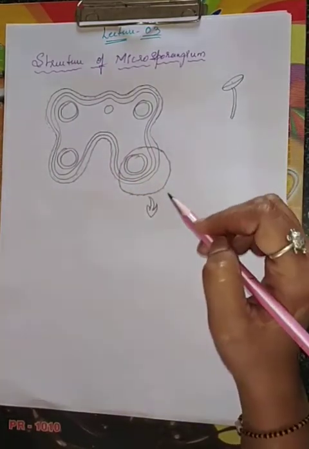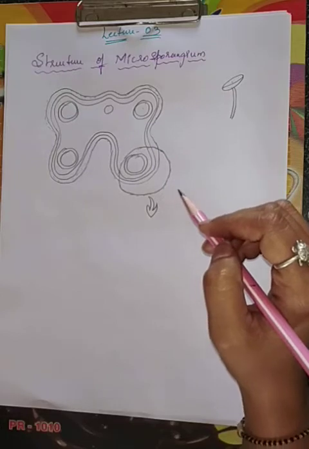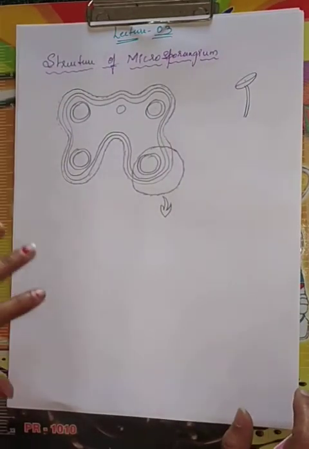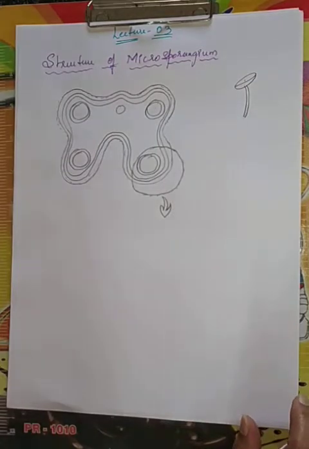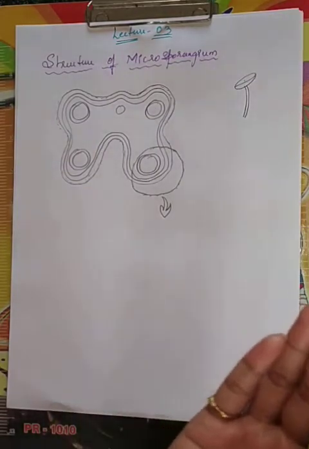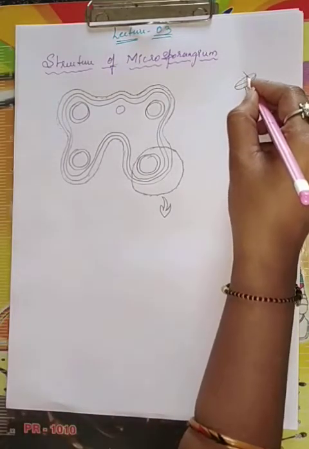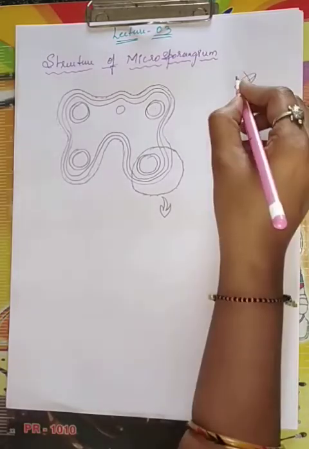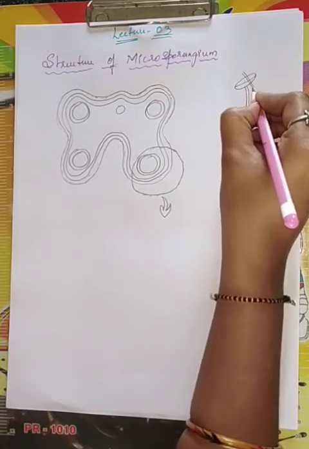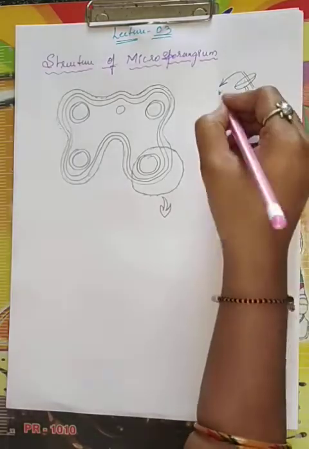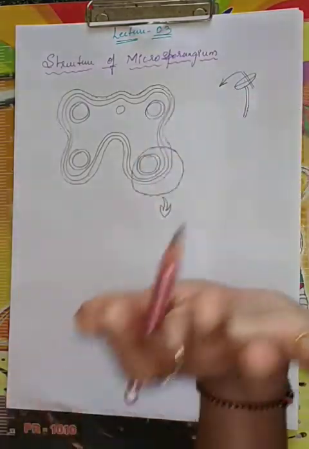Now in today's session we are going to learn about the structure of microsporangium. Not only the structure, we are going to take a TS, that means transverse section. When this anther is transversely cut and that transversely cut slice is kept under the microscope, it will just look like this, children.